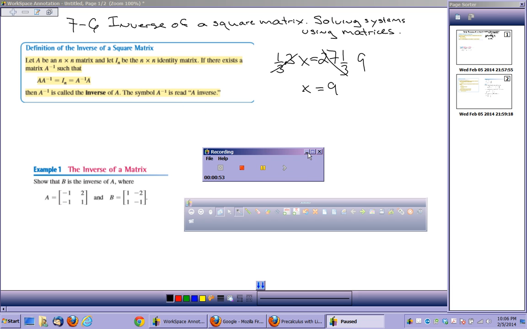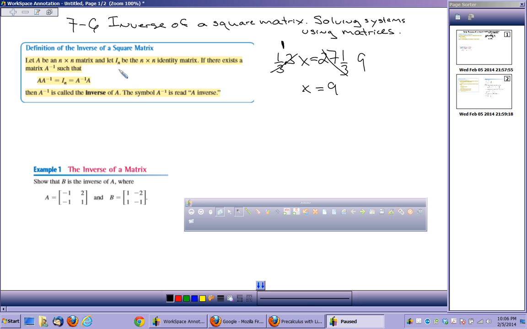The same thing works with matrices. If you multiply a matrix by its inverse, instead of getting 1, you get the identity matrix. And if you multiply the identity matrix, as we learned the other day, times another matrix, you get the matrix by itself. That's what you use to solve systems of equations using matrices. Today we're going to learn ways to find inverses of square matrices, and some techniques for solving systems using those.